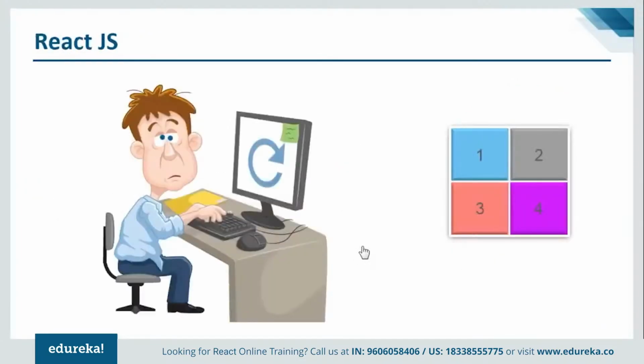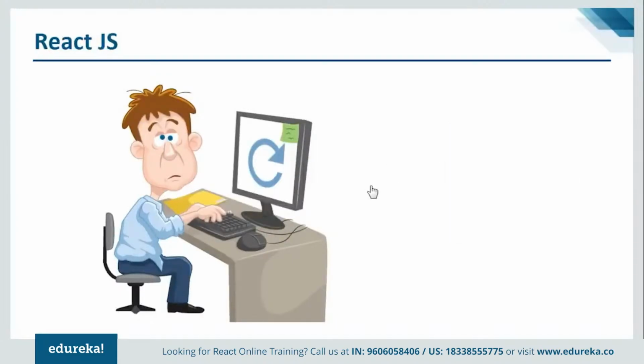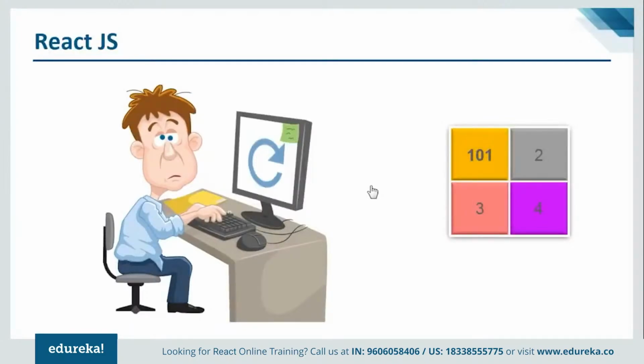Let's take another example to understand this. Suppose this is our application in which we have 4 blocks: 1, 2, 3, 4. Suppose there is a change in block 1 from the backend. But in order to see those changes, we had to reload the entire page and only then we could see the changes. Now as you can see, after reloading, the 1 became 101.